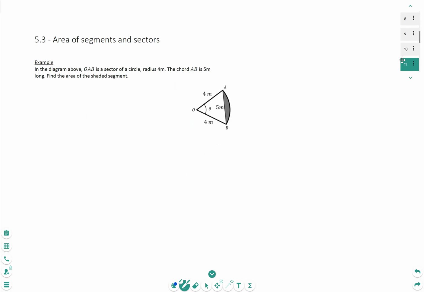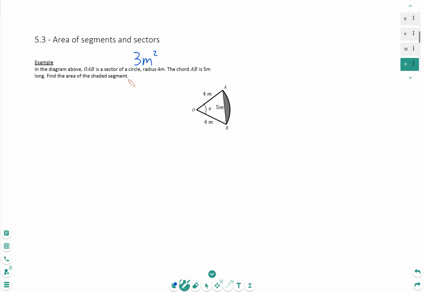Example again. In the diagram, OAB is a sector of a circle. We can see the radius is 4. The chord is 5, that means the chord AB is 5. Find the area of the shaded segment. Again, pause the video, try it, see if you got it right. The final answer is just 3 meters squared. If you've got it right, move on. But if you don't, let's go through it.